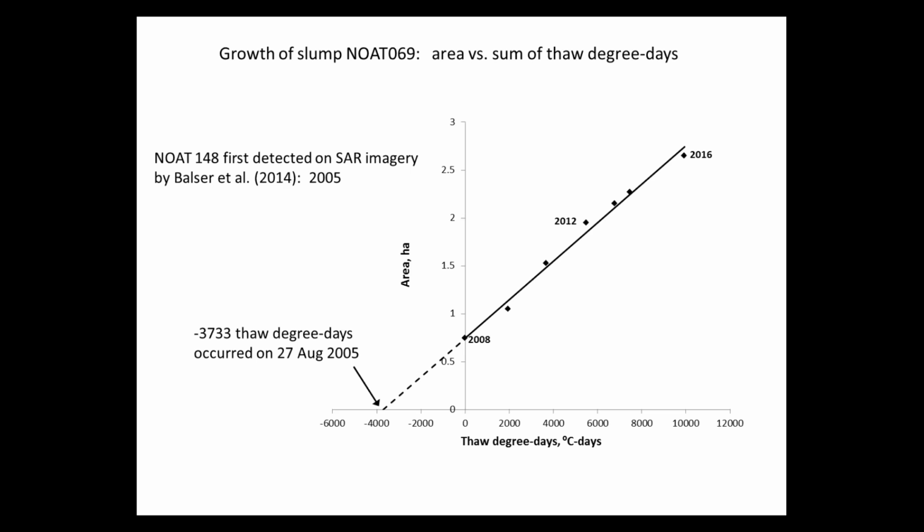And if you extrapolate it back to zero, count how many degree days it takes to get back to zero area. That's negative 3733, which puts you at 27 August 2005, and in fact, that's when Andrew Balser first spotted it on a SAR image. So we have a pretty good reason to believe that thaw slump also began in that 2004-2005 era. I don't want to give the impression that all of our thaw slumps began then.